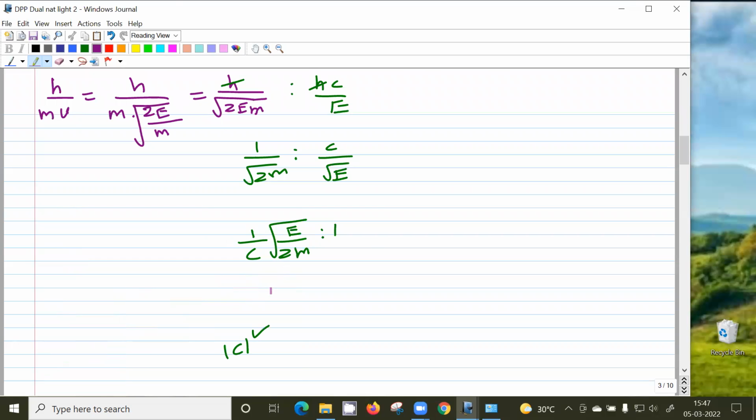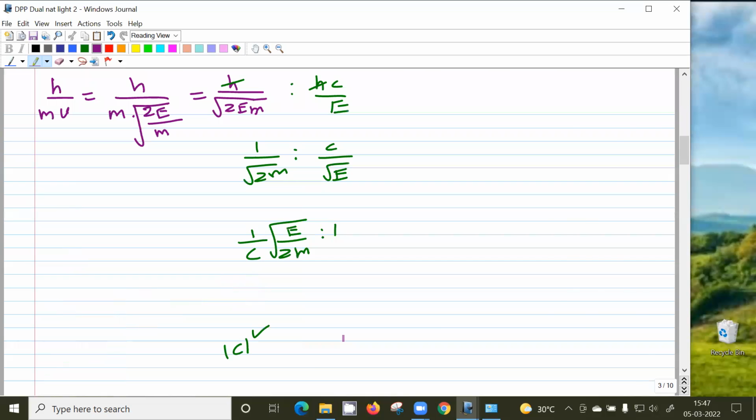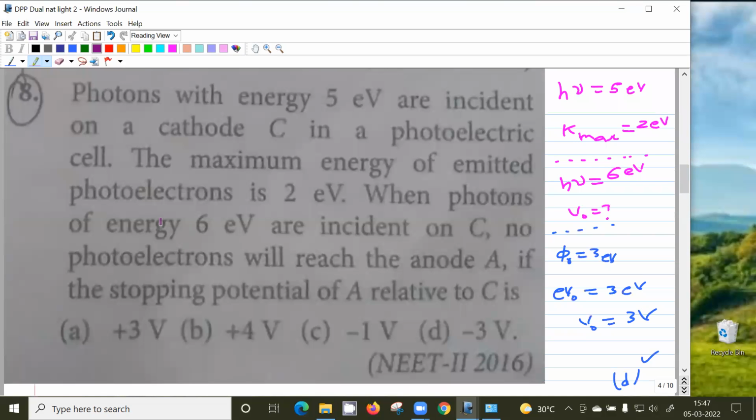Okay, that's what I've done. Okay, got the answer, no? Yes, sir. And you have to find the ratio of electron to photon. Right. This question is also not difficult.